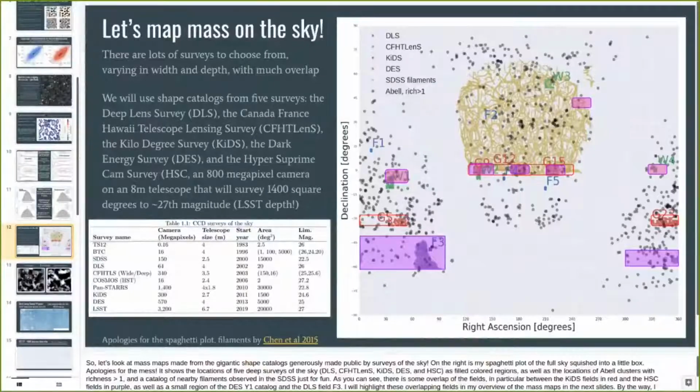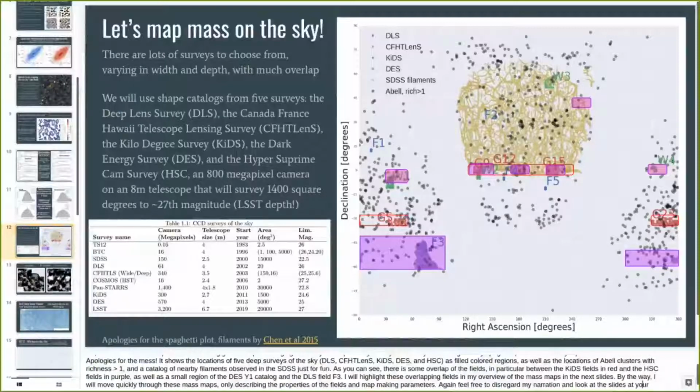As you can see, there is some interesting overlap in the fields, in particular between the KiDS field in red and the HSC fields in purple, as well as a small region of the Dark Energy Survey Year 1 catalog and the DLS field F3.